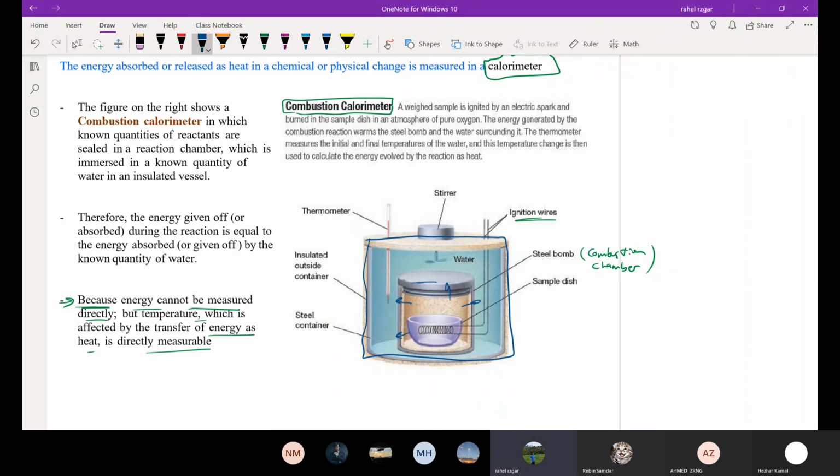This big container contains water, and we have put a thermometer inside this water. And it's insulated. Why is it insulated? So that no energy can escape to the outside of the container, and also energy cannot enter the inside of the container. So it's insulated.